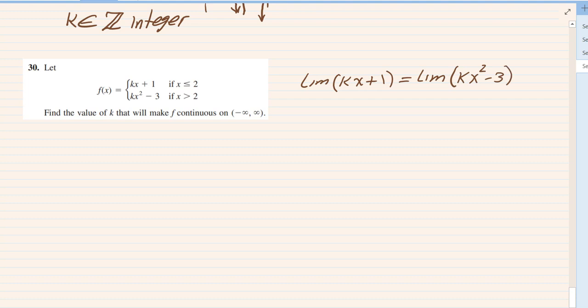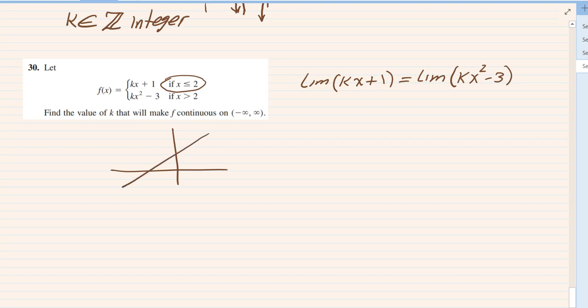Now, x is not going to approach the same number, right? X doesn't approach exactly 2 because the first function is good for x less than or equal to 2. In other words, it's only defined there. There you go. We have a linear function.